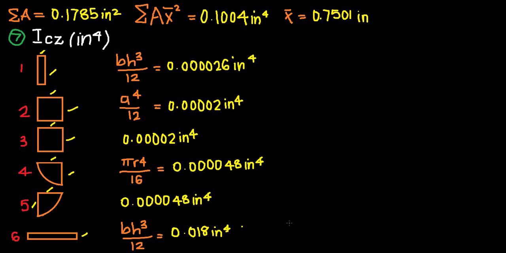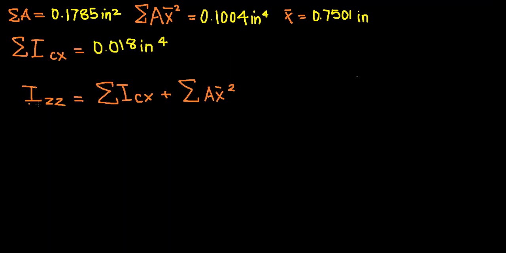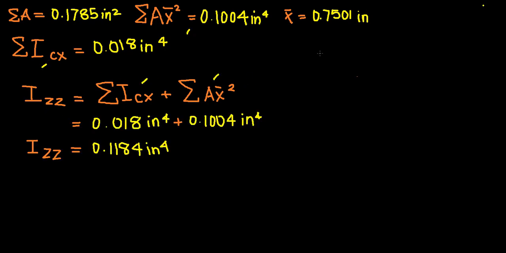So here are our values. Now, of course, even for this one, let's calculate the summation. Our total summation is therefore 0.018 inches to the power of 4. So now, using our parallel axis theorem, but instead now we're going to base it upon the z-axis. So simply plugging in the values that we already have, we can solve for this formula. So now our value is 0.1184 inches to the power of 4.